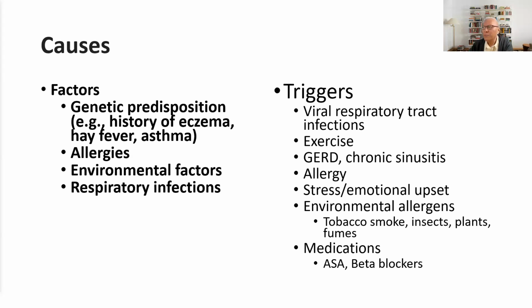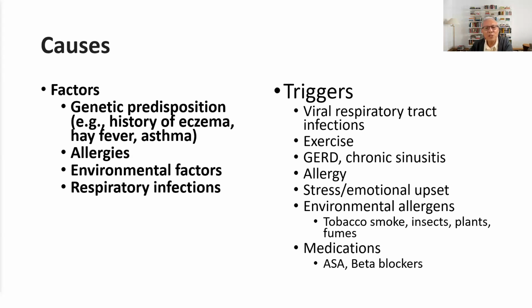Well, there are precipitating factors, meaning to say that there are triggers that could initiate an attack of asthma. And they include viral respiratory tract infections, for example. Exercise. Too much exercise can also cause asthma. GERD, or gastroesophageal reflux disease, as well as chronic sinusitis, for example, are other triggers for asthma.